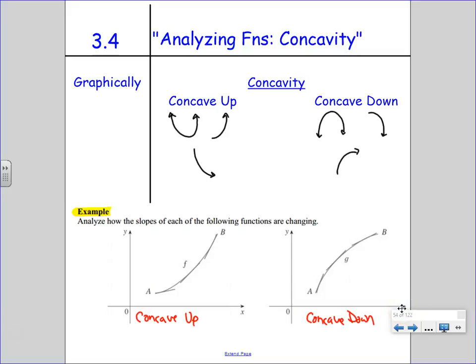If you guys remember from Friday, which you probably don't, so let me just remind you. Whenever I say that, I'm pretty much going to tell you exactly what I thought maybe you remembered. Section 3.4, having to do with concavity.